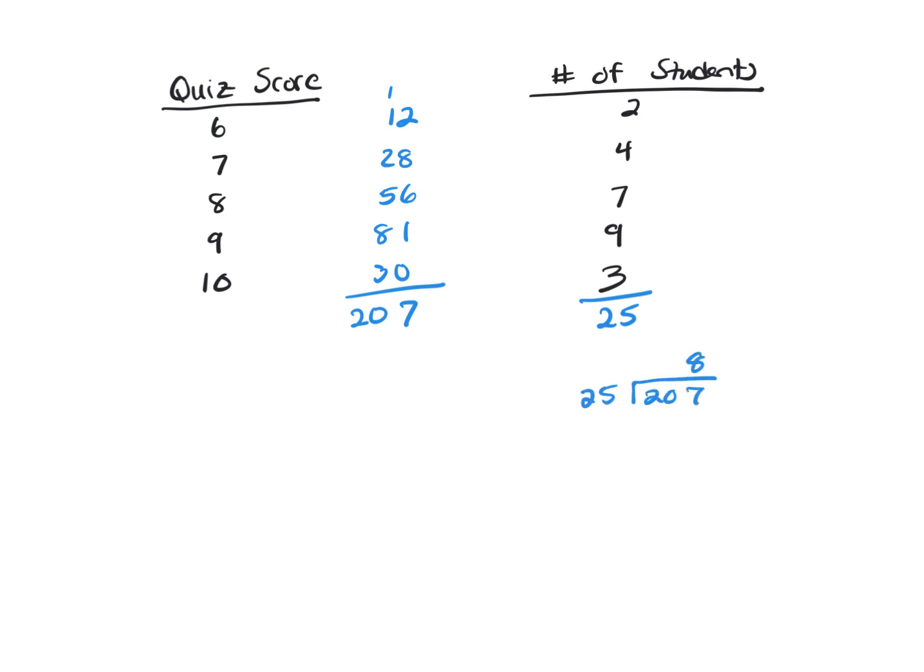And that's going to be 8, which is 200. And then subtract, that gives you 7. 25 into 70, that's going to go twice. 2 times 25 is 50. And then 200, and that's going to be 8. So they're rounded to one decimal place. That's going to give you 8.3.